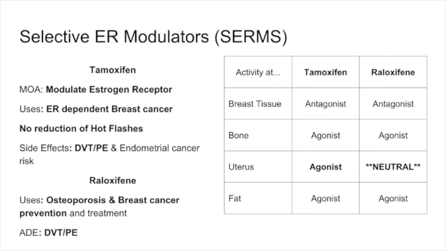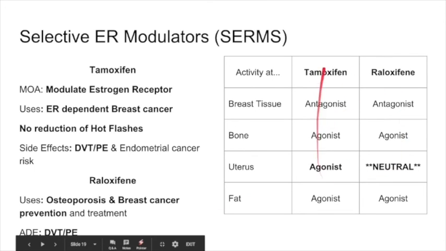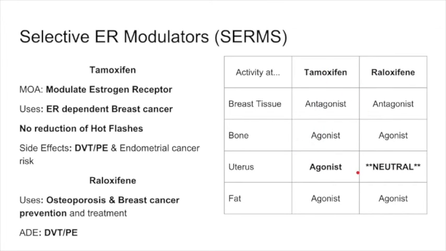It's very important. You've got to keep this straight in your head. Tamoxifen is an agonist at the uterus. Raloxifene is actually neutral and does not carry the uterine cancer, endometrial cancer risk.